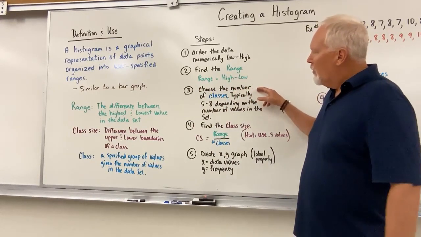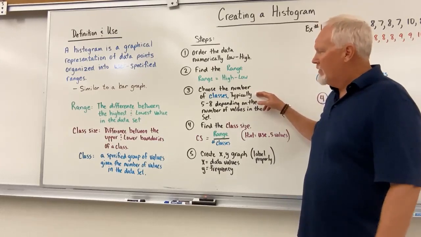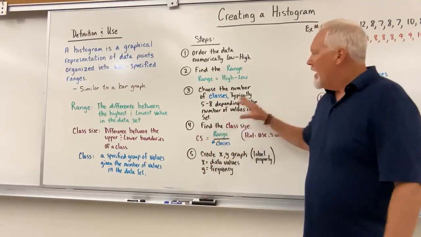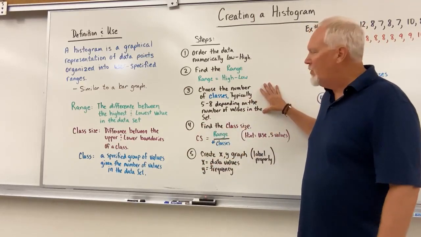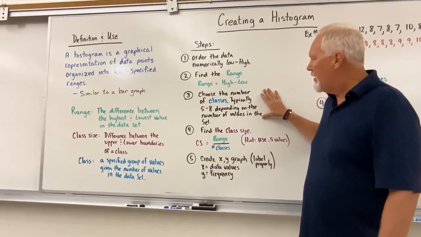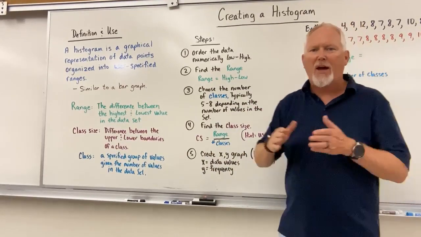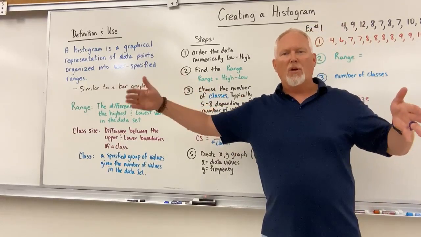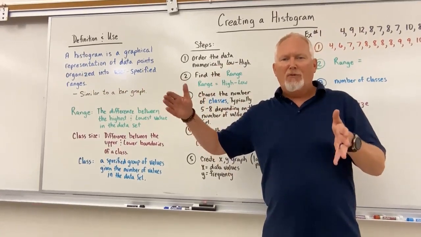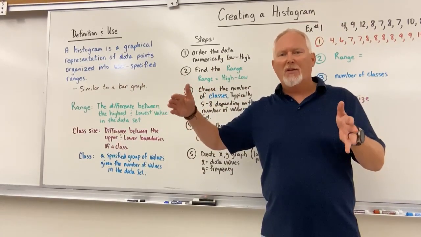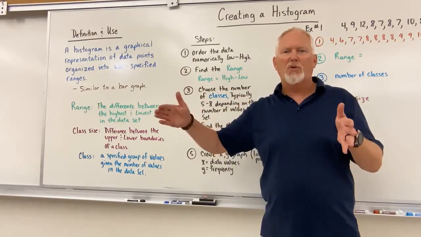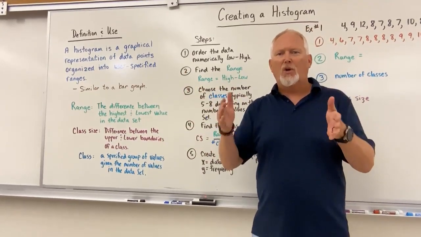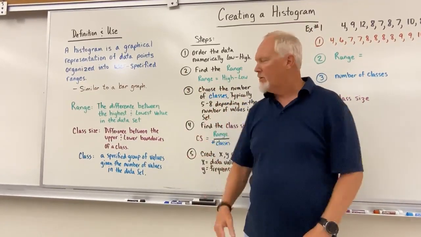Then we're going to choose the number of classes. The classes are a specified group of values given the number of values in the data set. For us in statistics, typically we use anywhere from 5 to 8, depending on the number of values in the set. If I've got a really large set of data, maybe 100 numbers, then I might want more classes to put them into. But if you have anywhere from, say, 10 to 30 values or so, you're going to choose anywhere from 5 to 8, because you're really just trying to put the information in a group where you can see more realistically where it is.